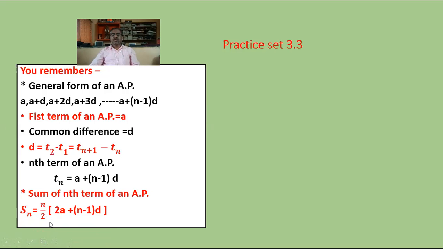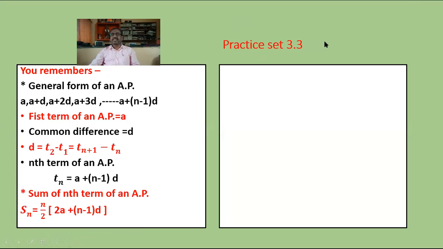And the sum of n terms of an arithmetic progression, अंकगणित श्रेणीच्या n पदाची बेरीज, Sn is equal to n upon 2 in bracket 2a plus n minus 1 multiplied by d, or Sn is equal to n upon 2 in bracket t1 plus tn. When you remember this concept, then you can solve and understand the given problems easily.